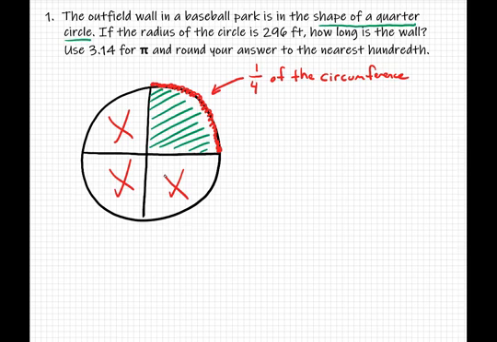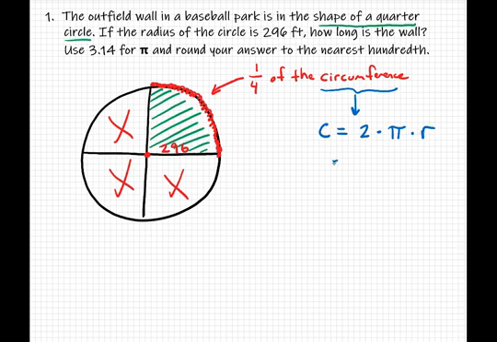Now, we're also given that the radius of the circle, or the distance from the center to the circle, is 296 feet. Now we have a formula for the circumference of the entire circle. Circumference is equal to 2 times pi times the radius.